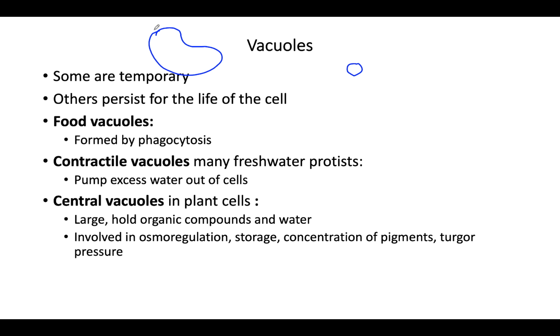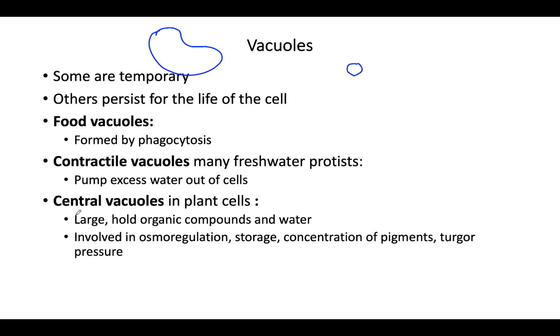Some vacuoles are called contractile vacuoles. Many freshwater protists have a contractile vacuole in the cell, and they pump excess water out of the cell, which is how the protist can move.